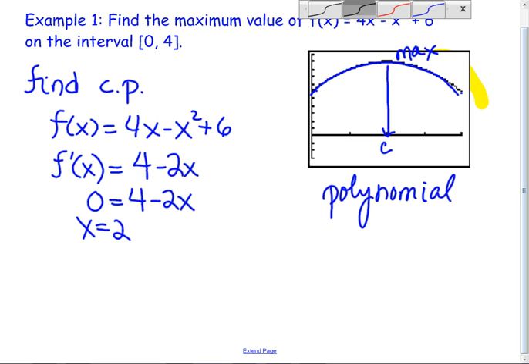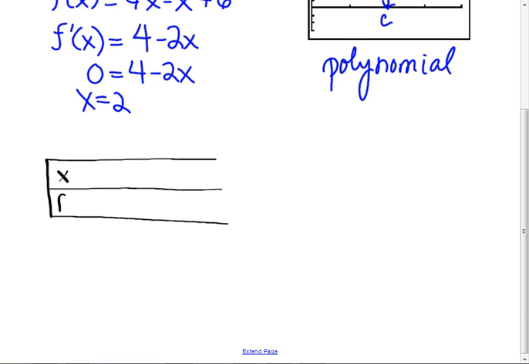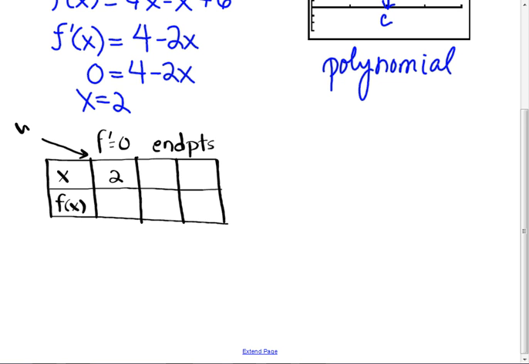Okay, I am going to make a chart. Because now to find the maximum value, you have to evaluate your critical points and your endpoints. So here's x, here's f of x, and we have where f prime is 0. You don't have to label it there, I'm just doing it. That's at 2, and then we have our endpoints. You don't have to label that, I'm just doing it. This is where the max occurs.